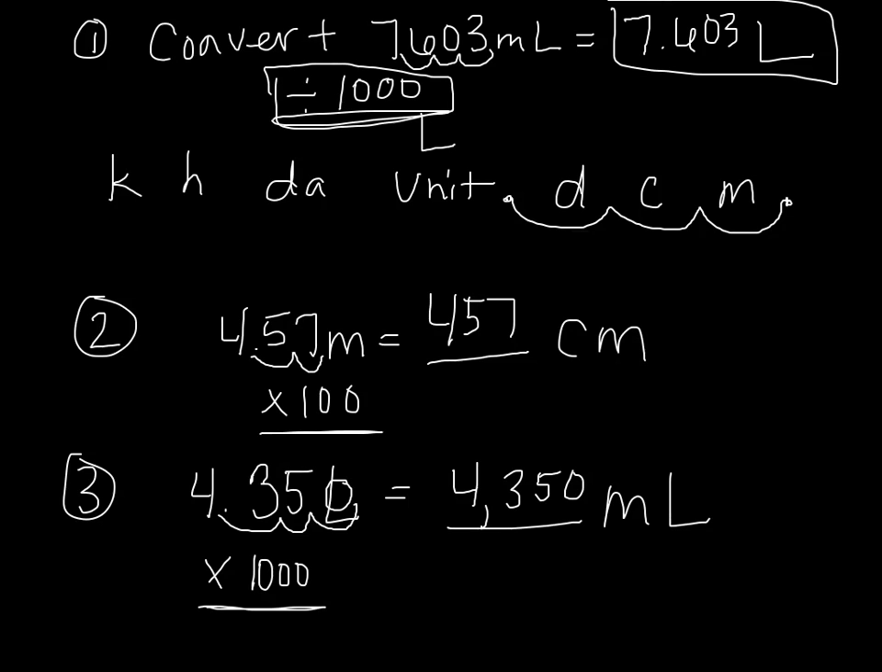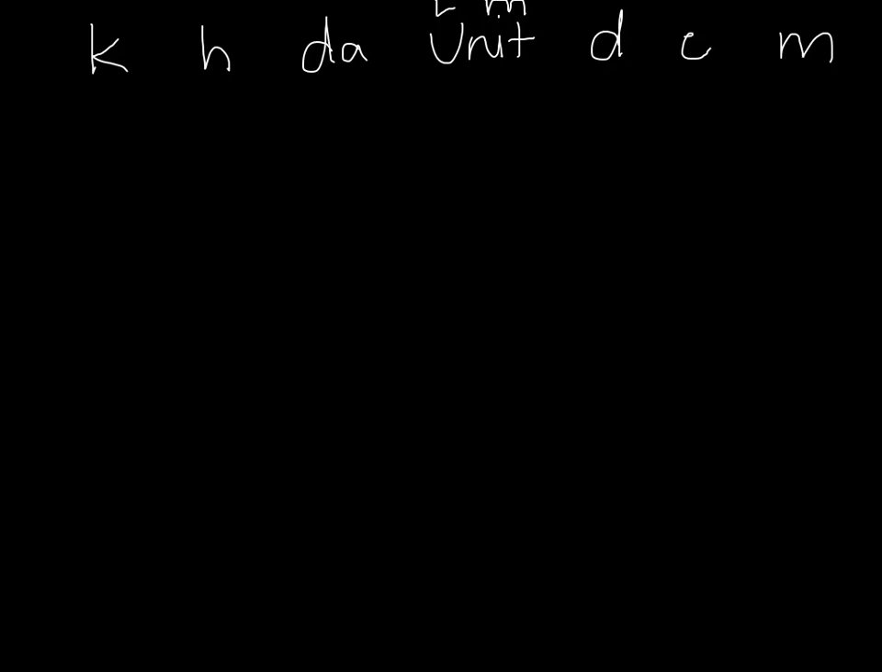Okay, let's do a few more problems on the next slide. All right, so again, let's write this down. We start with K, H, D, A, unit. Then we have D, C, M. Okay, remember, our unit's either going to be liters or meters or grams. Okay, those are going to be our units that we're working with. So if you see just a regular old L or regular old M or regular old G that doesn't have anything in front of it, you know we're going to start at our unit.